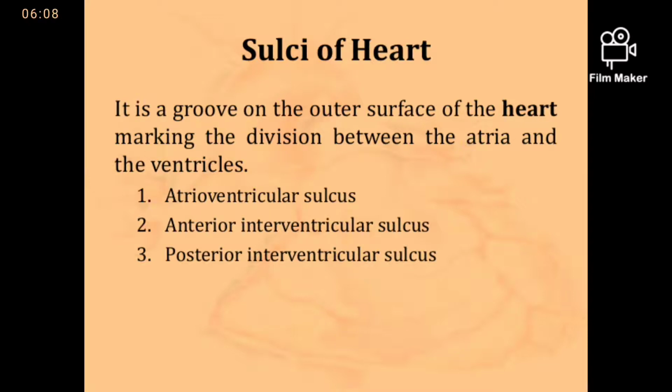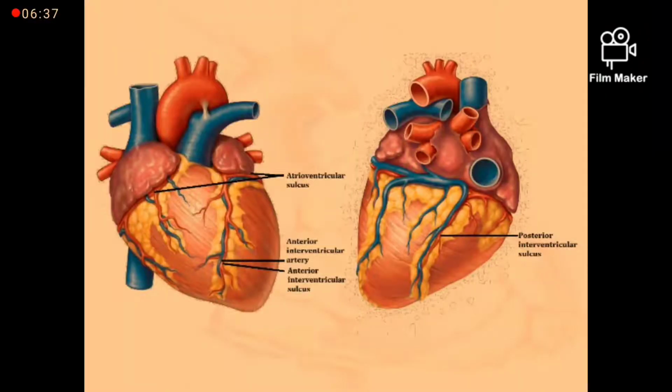Sulci of heart. It is a groove on the outer surface of the heart, marking the divisions between the atria and the ventricle. Atrioventricular sulcus, anterior interventricular sulcus, and posterior interventricular sulcus. These are the prominent sulci. Apart from this, there are some non-prominent sulci which are not visible due to appendages of the heart. Now here you can see these sulci are occupied by coronary arteries and veins, like an ornament placed on the neck.